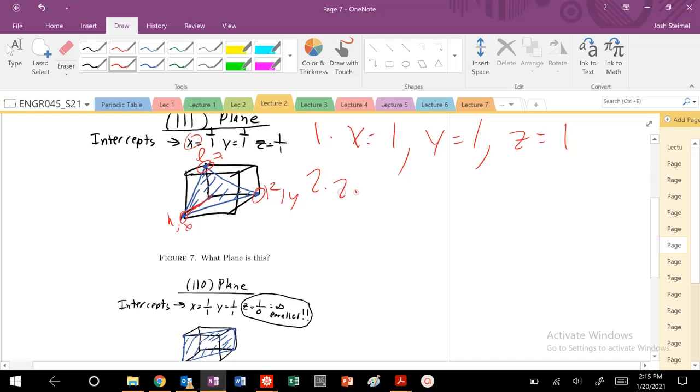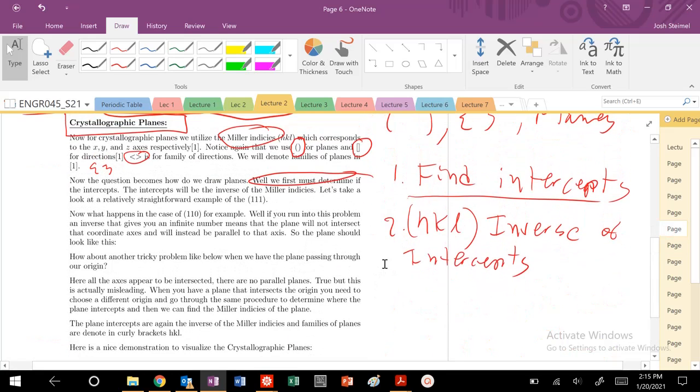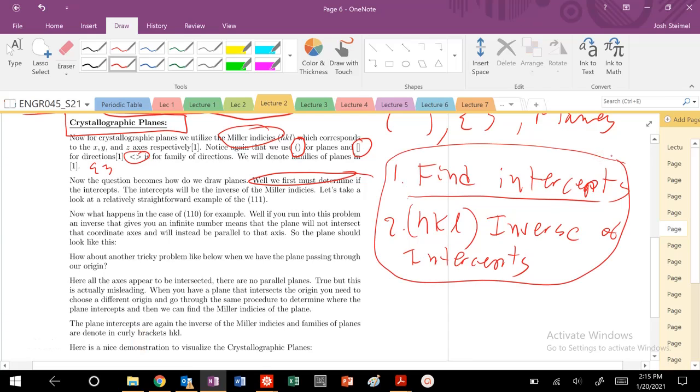So second step, we take the inverse. Our H is going to be 1 over X, our K is going to be 1 over Y, and our L is going to be 1 over Z. So our HKL indices are 1, 1, 1. This is our plane. That's the procedure we're going to be working with and developing here. Again, find the intercepts, then take the inverse of the intercepts, and we're good to go. That's a straightforward, easier example that you could experience. And you can also do the inverse process and draw the plane.